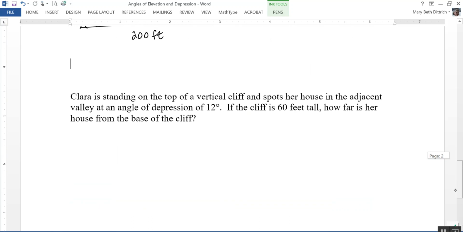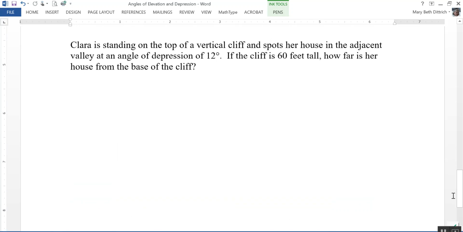So let's take a look at this example here. Clara is standing on the top of a vertical cliff and spots her house in the adjacent valley at an angle of depression of 12 degrees. If the cliff is 60 feet tall, how far is her house from the base of the cliff? So let's go ahead and draw this.